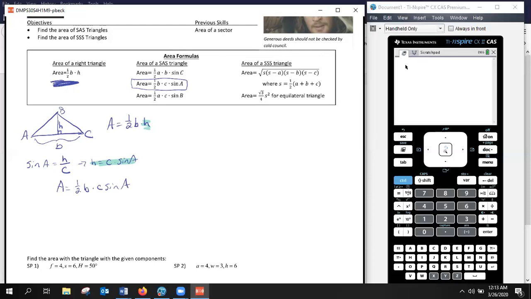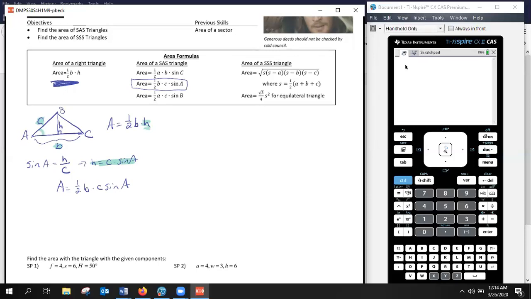Now, what do I care about? What's most important to me? If I have side C, which is over here, and I have my side B, let me go ahead and highlight these for you. If I have my side C and my side B, what I also have is my angle A. That's why we have the side angle side triangle.